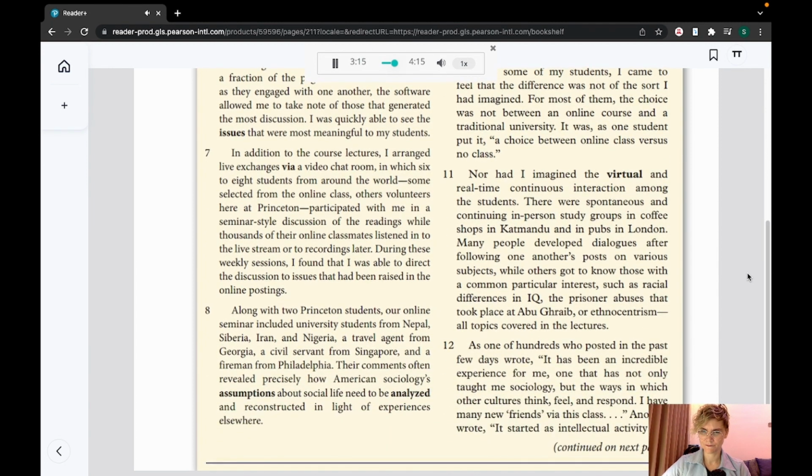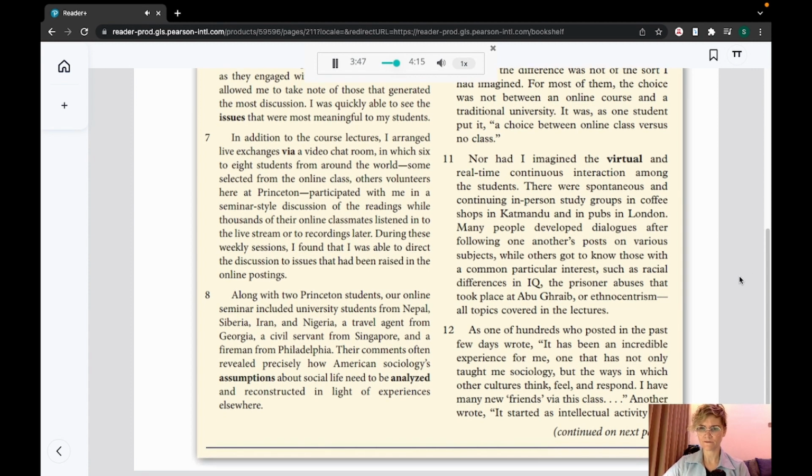Nor had I imagined the virtual and real-time continuous interaction among the students. There were spontaneous and continuing in-person study groups in coffee shops in Kathmandu and in pubs in London. Many people developed dialogues after following one another's posts on various subjects, while others got to know those with a common particular interest, such as racial differences in IQ, the prisoner abuses that took place at Abu Ghraib, or ethnocentrism, all topics covered in the lectures.